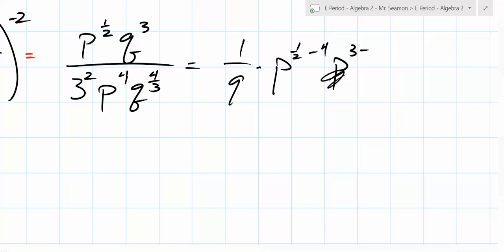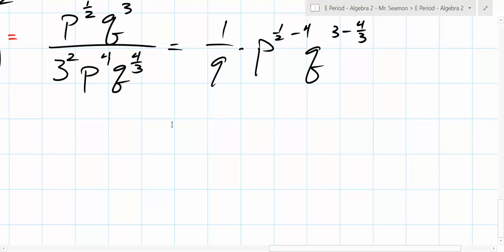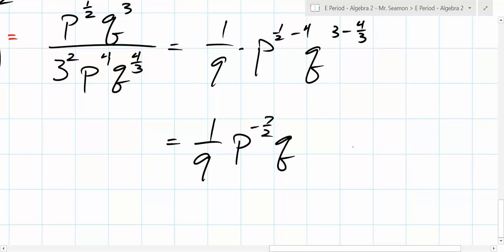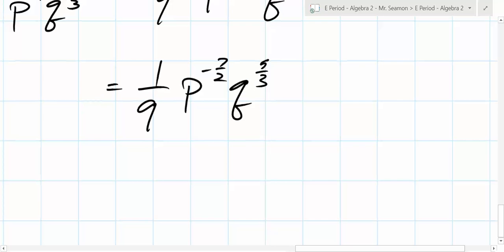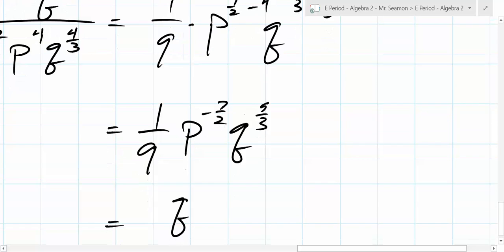Q to the what? Q to the 3 minus what? 4/3. What is 1/2 minus 4? -7/2. Thank you, Zoya. So it's p to the -7/2. Q. And what is 3 minus 4/3? 5/3. Thank you, 5/3. This is almost done, but what is in there that we did not want to have in there? Bring it to the bottom, right. So what do you end up with? Wait, is that a -7/2 or a -7? That's a -7/2. Okay, right.